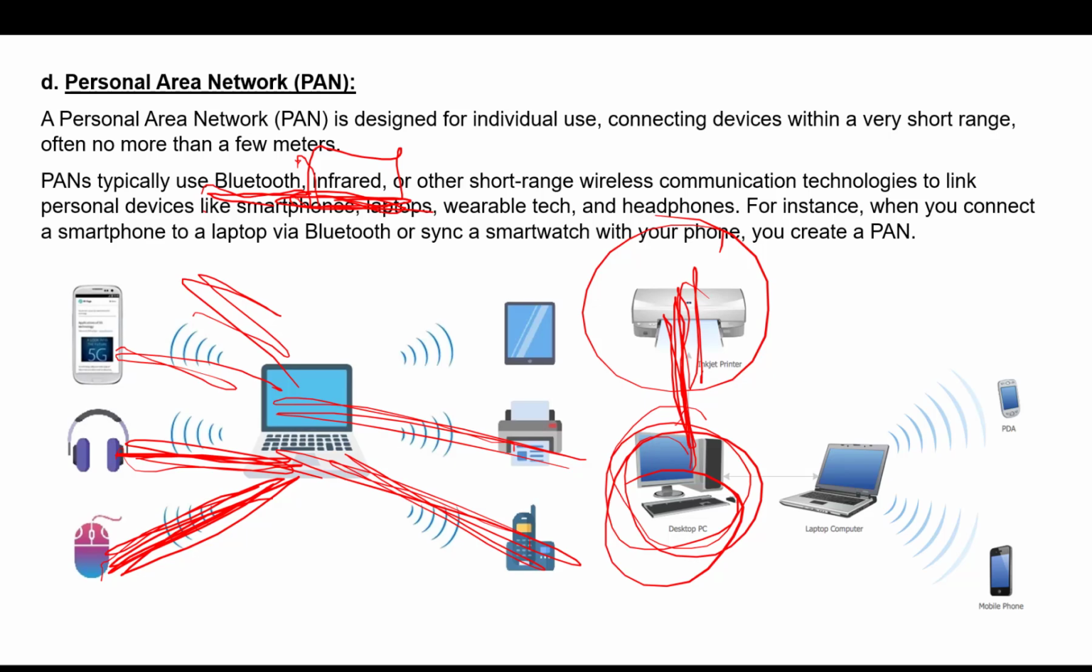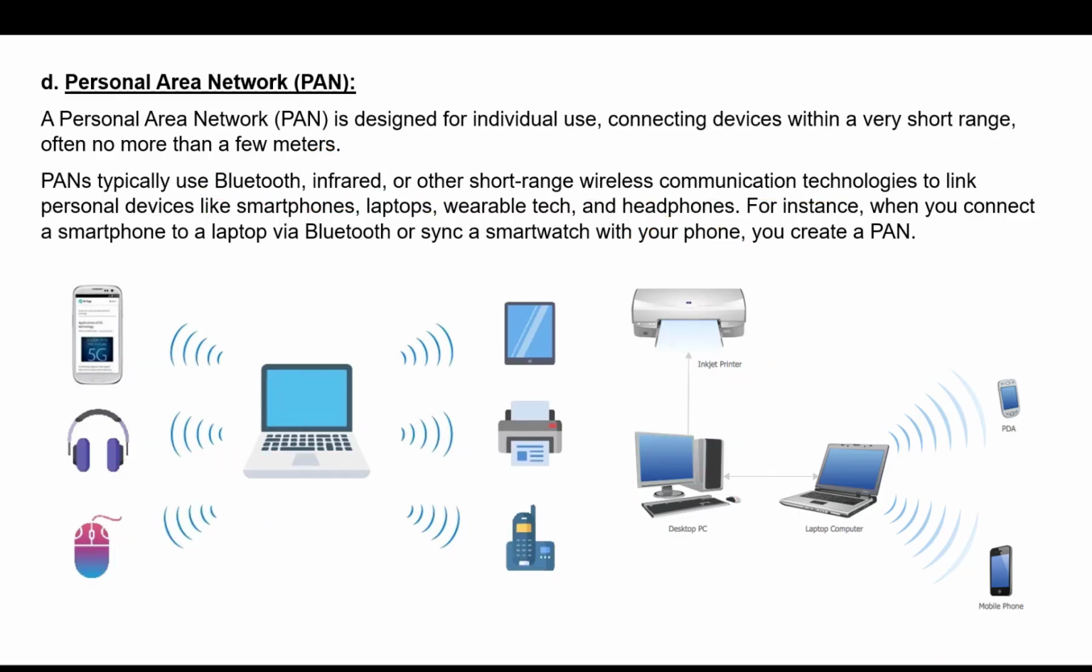You understand? So using Bluetooth, infrared, wireless connections, for a very short range, that's it. That is your personal. It's personal. It's not long range. That is what you mean by personal area network. You understand? So again, let me do a recap.